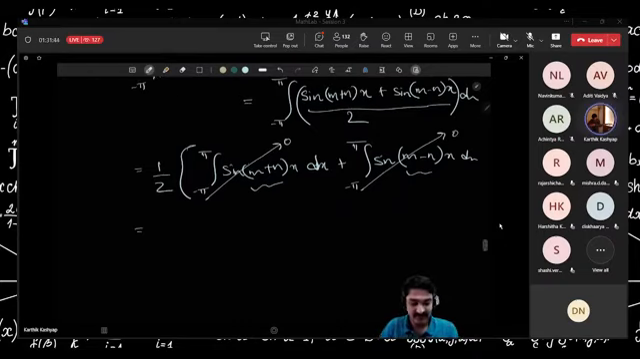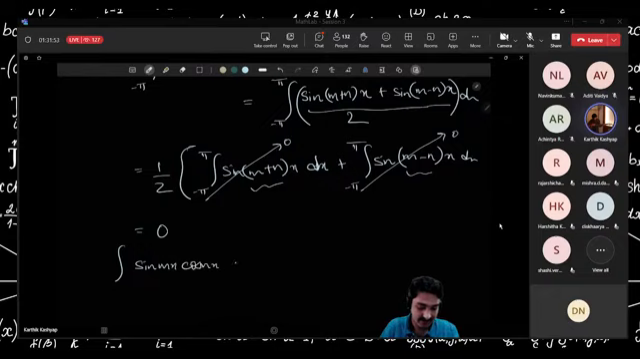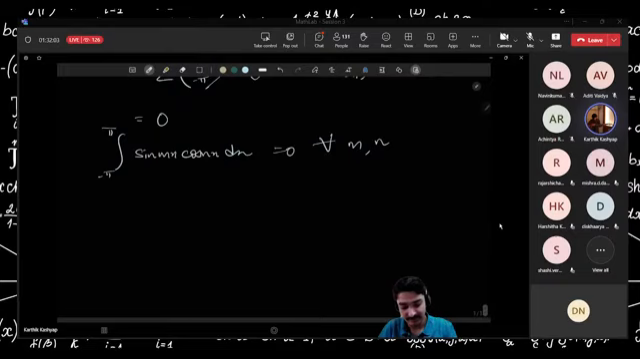So we can get this resultant as 0. So this property, integral of sine mx cos nx dx from minus pi to pi is equal to 0 for all m, n, because we didn't have any restrictions on them. So that is the third property.